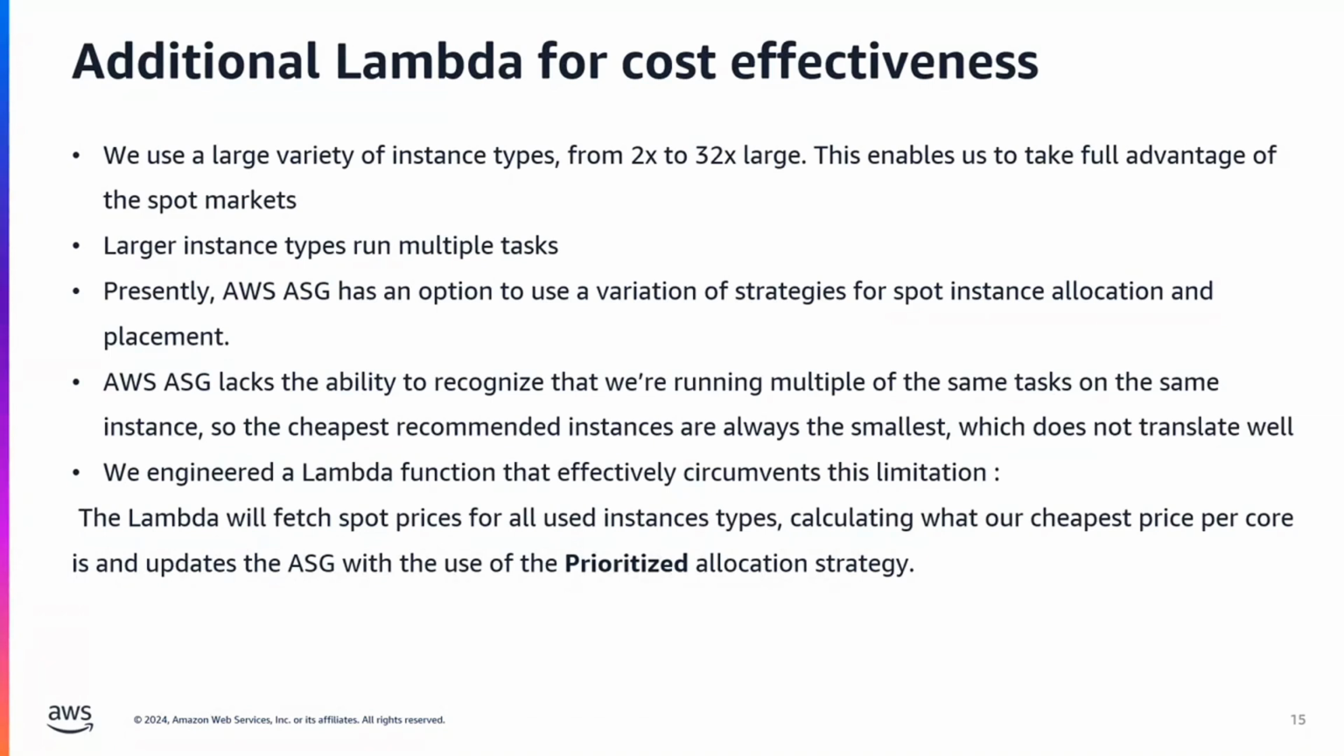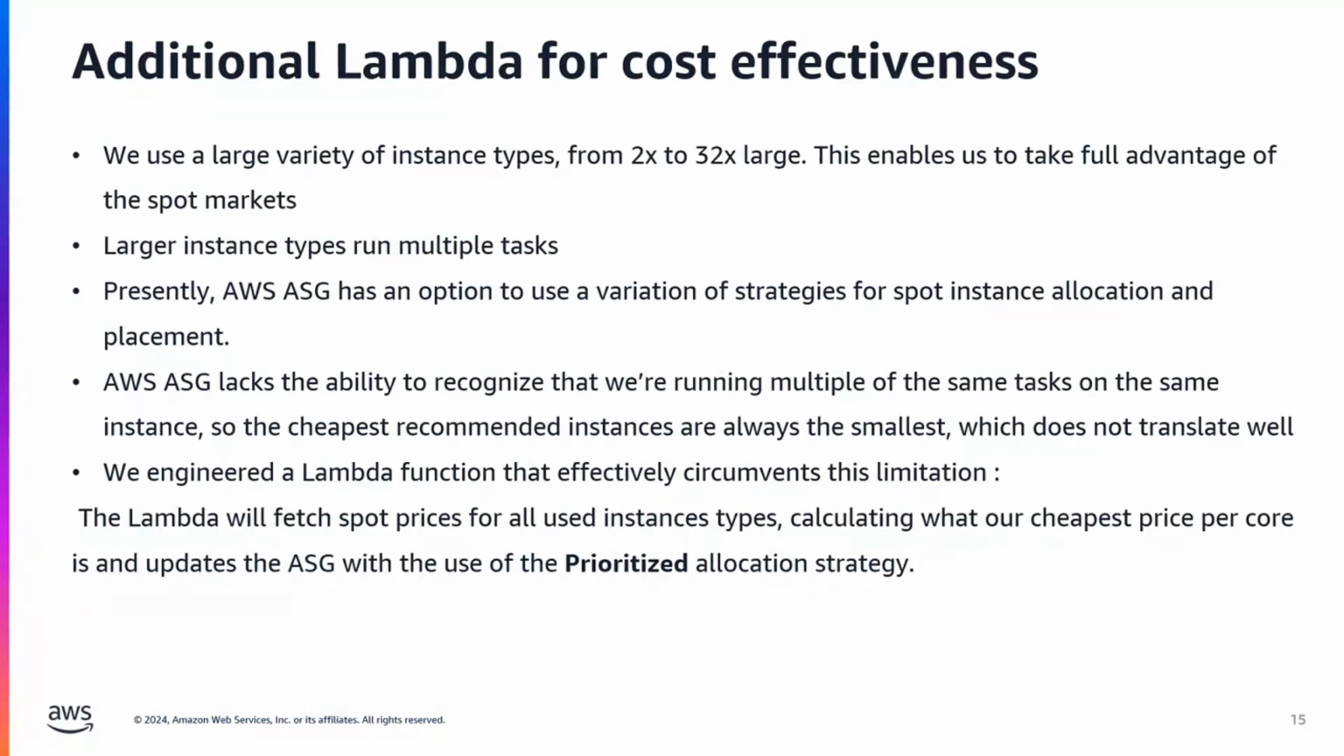So on larger instances, we run multiple tasks. For us, one task is the equivalent of a 2x large instance, so on a 4x large, we would run 2 tasks, etc. And as I said before, ASG has a lot of options to use a variation of strategies for spot instance allocation and placement, and that all works perfectly.